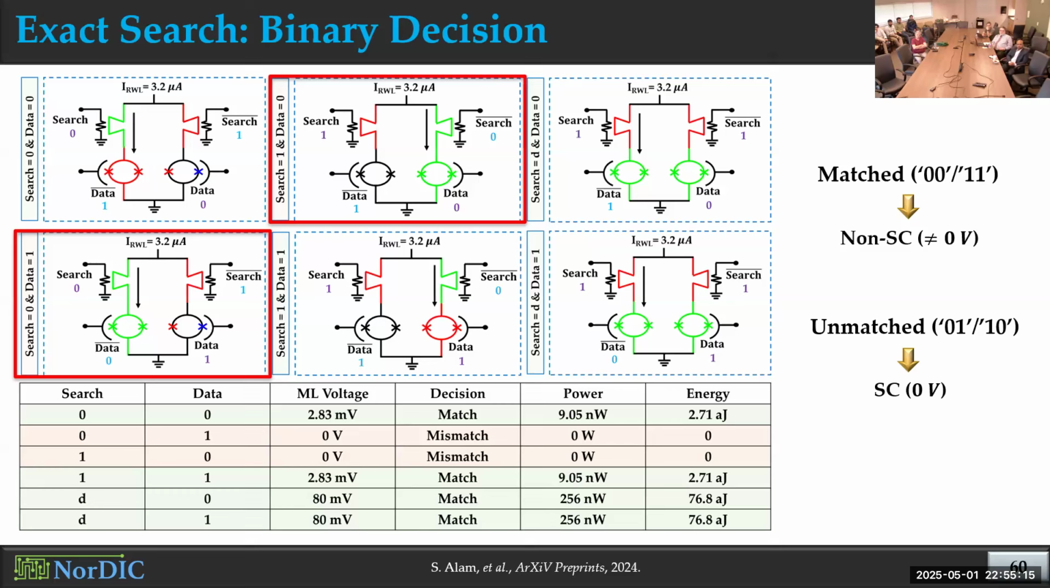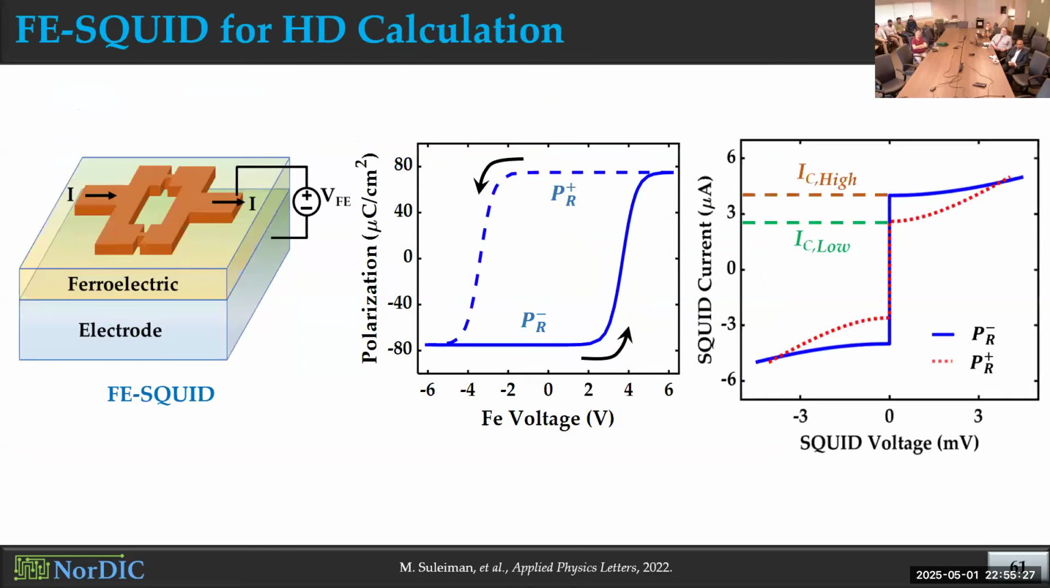If we only care about exact search, we can use only the TCAM memory array. We don't need any sense amplifier or peripheral circuitry, which we need for other memory technologies like memristor and ferroelectric TCAMs. And finally, for the Hamming distance calculation, as I mentioned, we need to avoid this superconducting behavior.